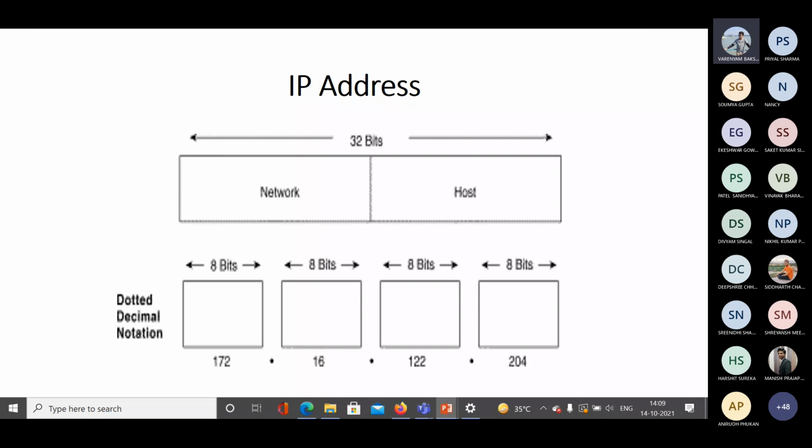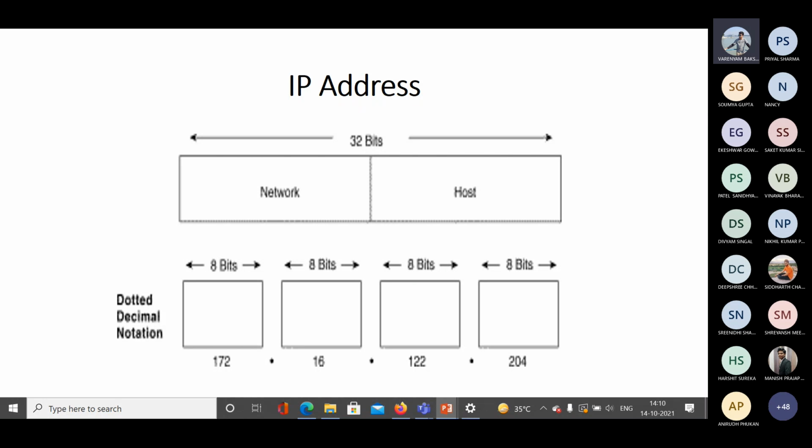So if it's all in binary, the entire 32 bits, we know that it will be very difficult for the users to actually use it. So to increase the usability and the understandability of IP addresses by the customers or by the users, the dotted decimal notation was proposed.